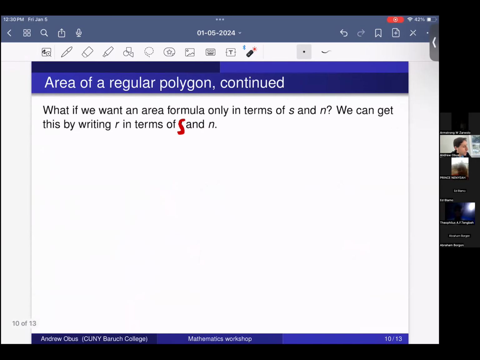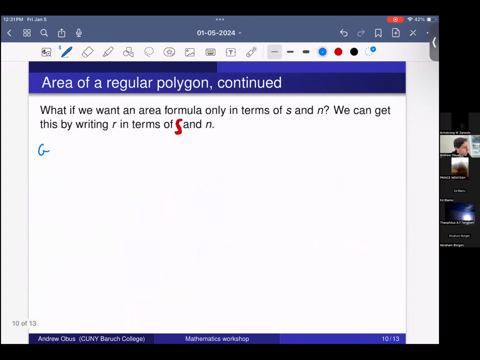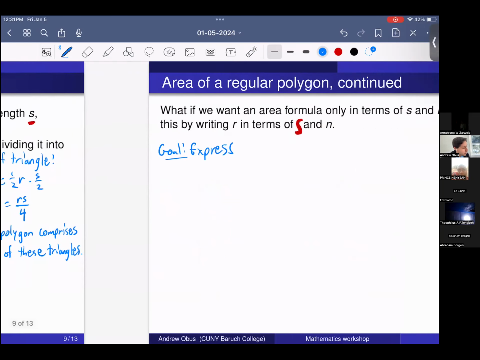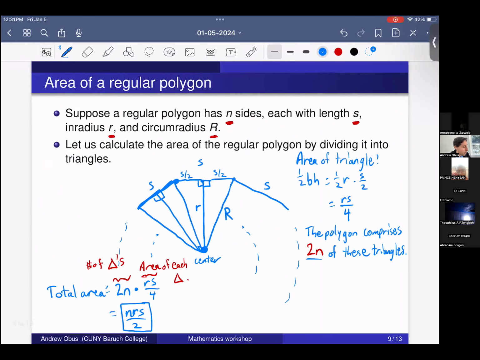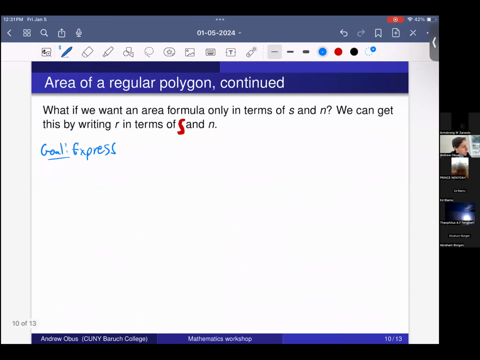So the goal: once we have this formula, then we can just substitute it in for r over here. So the goal is to express r in terms of s and n. And since we only have 10 or 15 minutes, let me just show how we're going to do that.